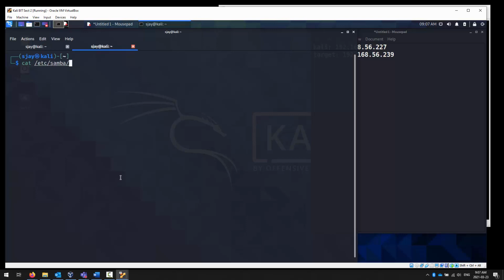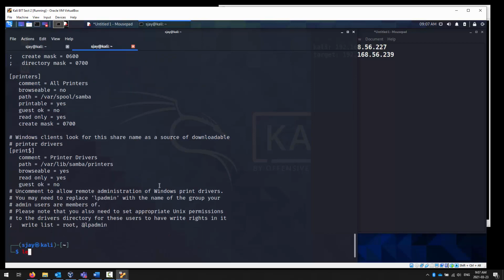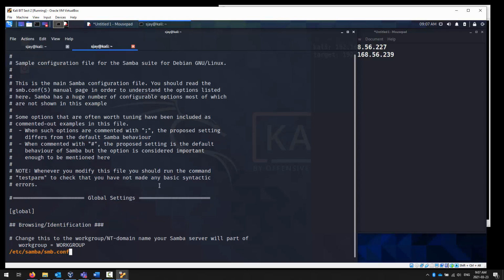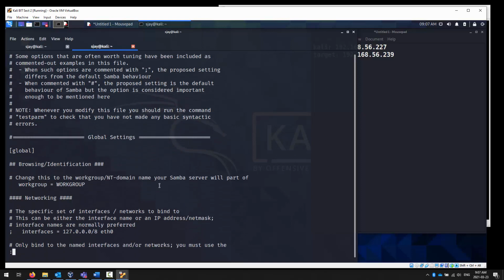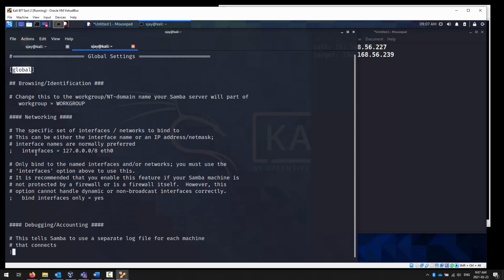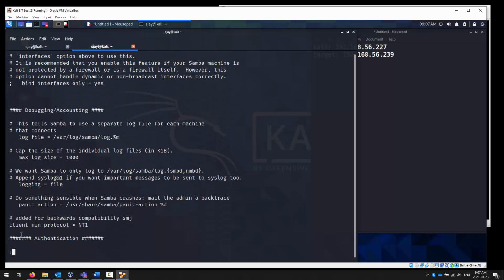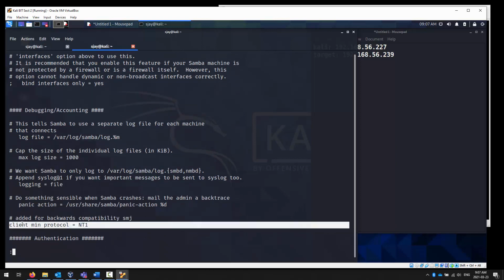Samba, smb.conf. You want to verify. I should have used the less command rather than the cat, but that's okay. Under your global settings, for our attacks, we want to ensure that we have enabled legacy support. And it is done with that line right here. Client min protocol is equal to NT1.